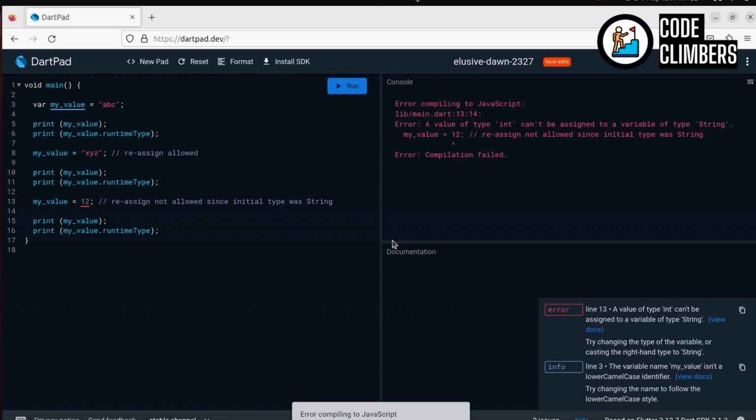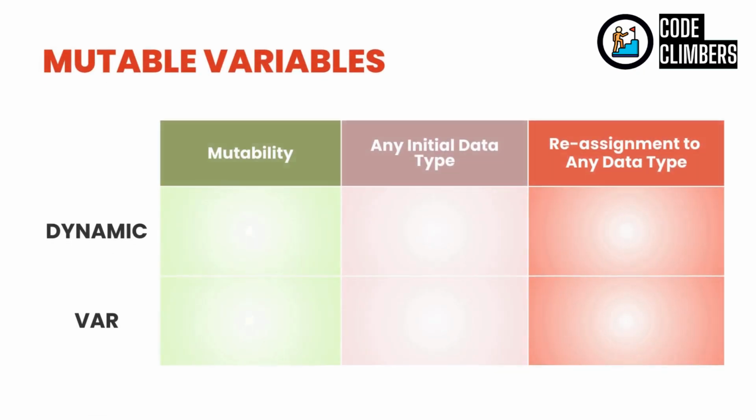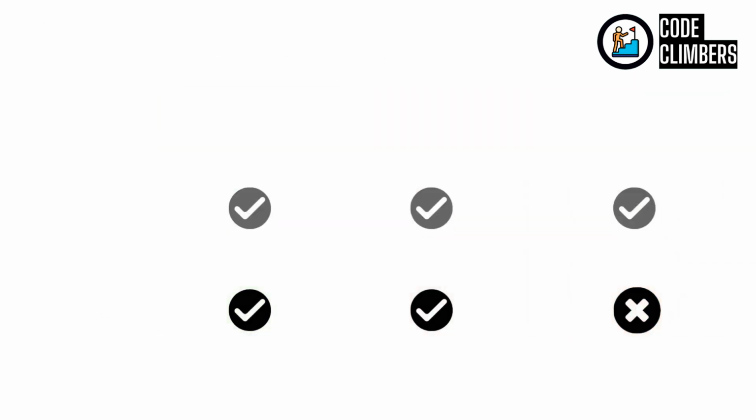Once a value has been assigned to the variable during initialization, Dart remembers the type, and it cannot be changed later. However, the values themselves are still mutable if we reassign them with values of the same data type.